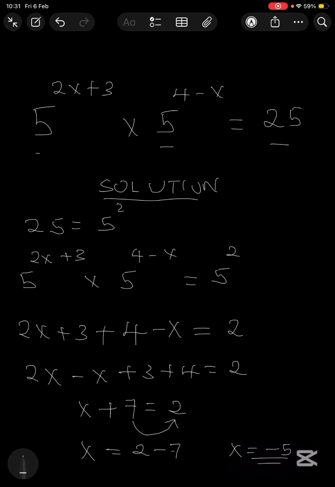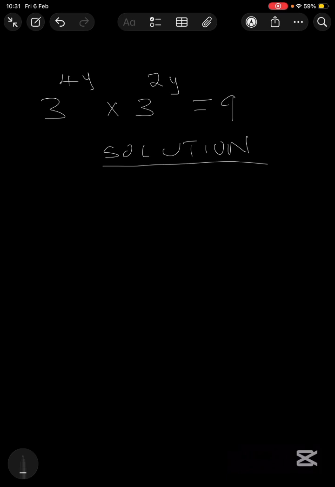So can you ensure the base is the same? After making the base the same, apply the law of indices. Next example, we have 3 power 4y times 3 power 2y is equals to 9. The base must be the same. That is the statement that I am always emphasizing. Ensure the base is the same.